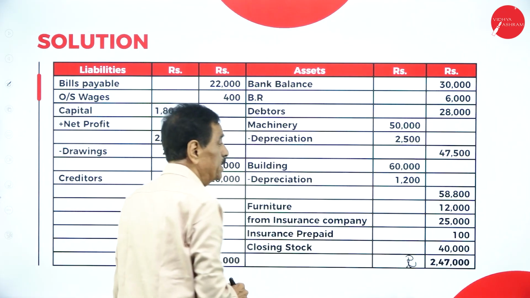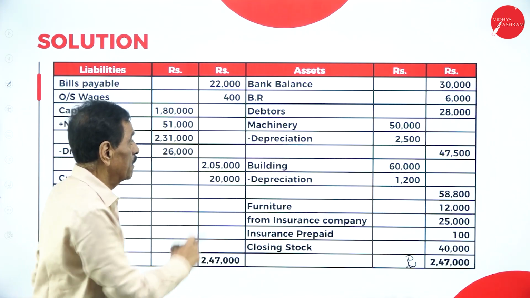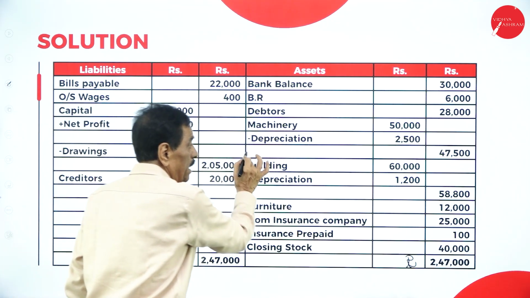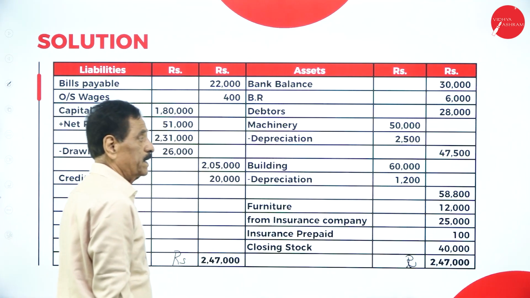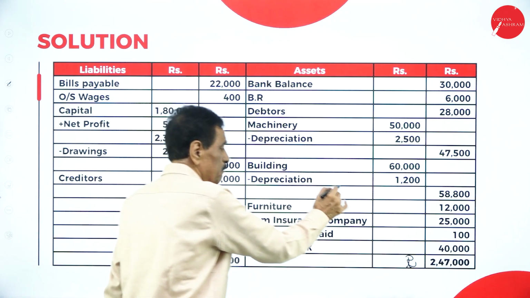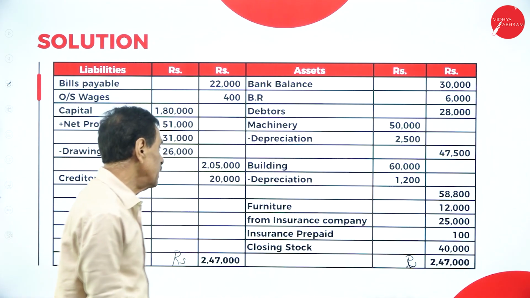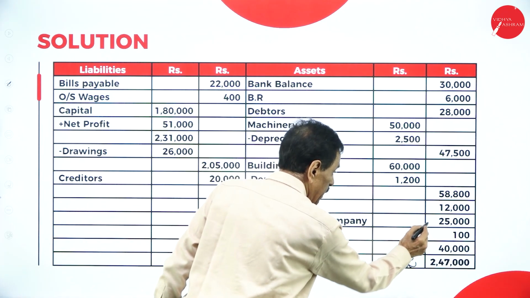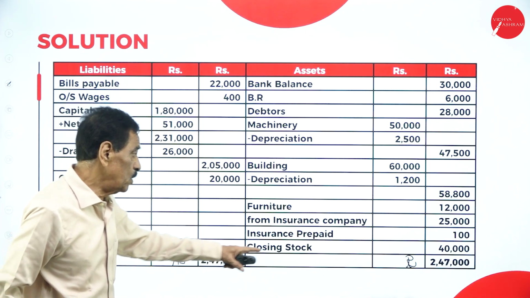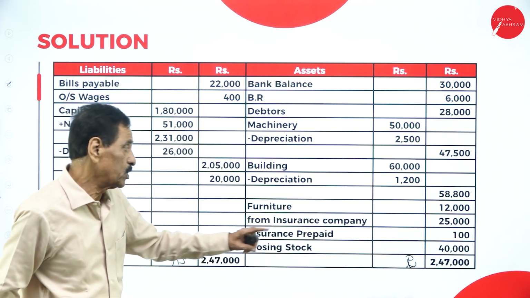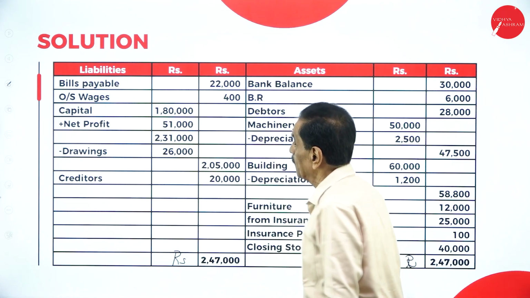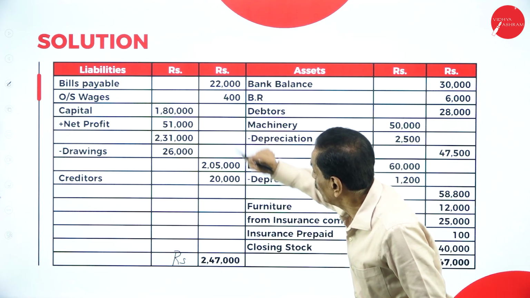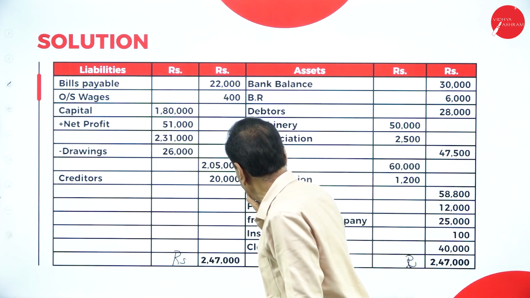Then come back to the balance sheet. Bank balance is an asset. Bills receivable is an asset. Debtor is an asset. Machinery minus depreciation 47,500. Building minus depreciation 58,800. Furniture, no depreciation is there, 12,000. From the insurance company you have to receive 25,000. Insurance prepaid is 100. Closing stock is 40,000. Come back here. Bills payable is a liability. Outstanding wages is 400. Creditor is a liability.